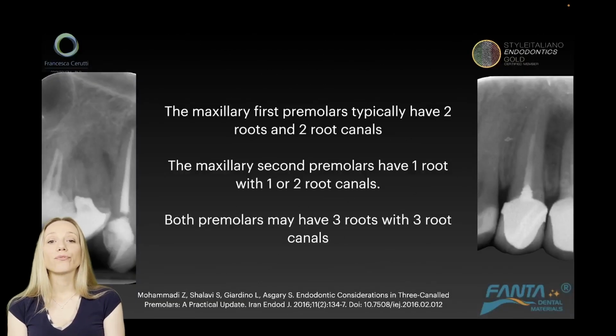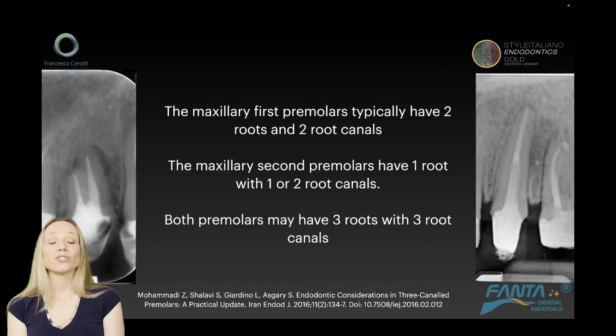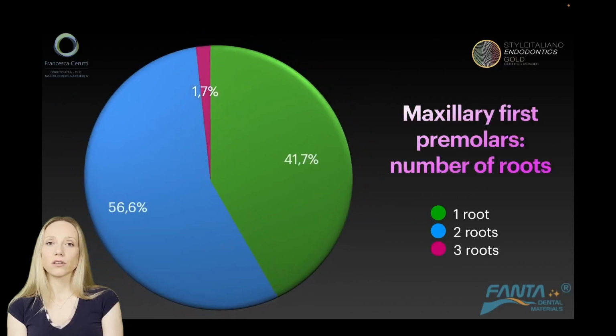And talking about first premolars, in general, they have 2 roots and 2 root canals, while maxillary second premolars have 1 root with 1 or 2 root canals. But both premolars might have 3 roots with 3 root canals. So let's talk about numbers.